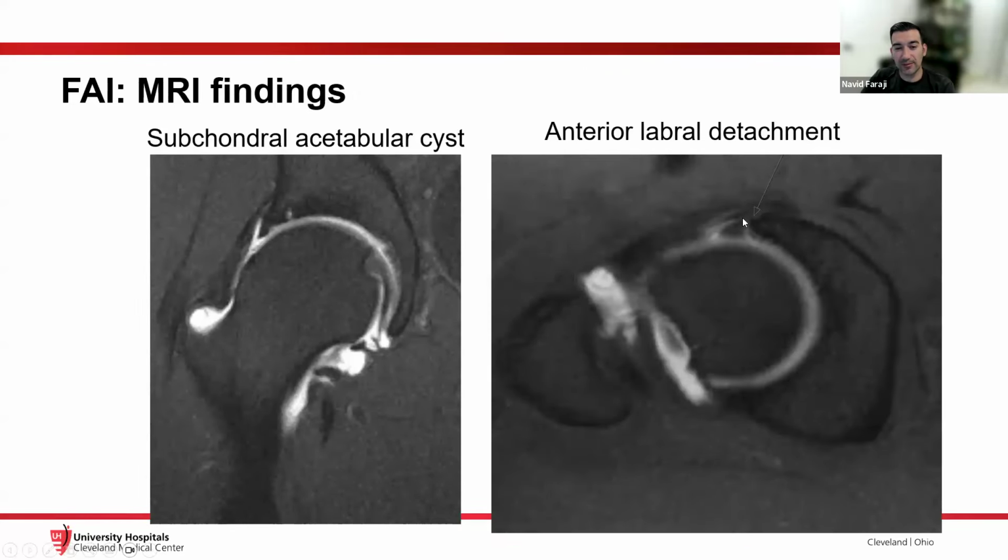Here's a couple more images of a labral tear where we see a fluid signal or intermediate signal intensity defect undermining the base of the labrum. So this is more of a labral detachment, or a chondrolabral junction tear is another way to say that.